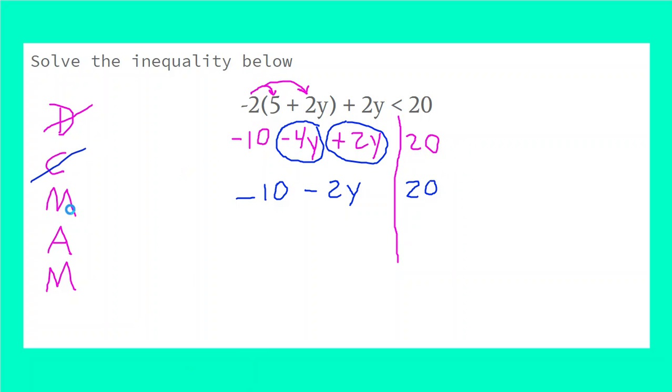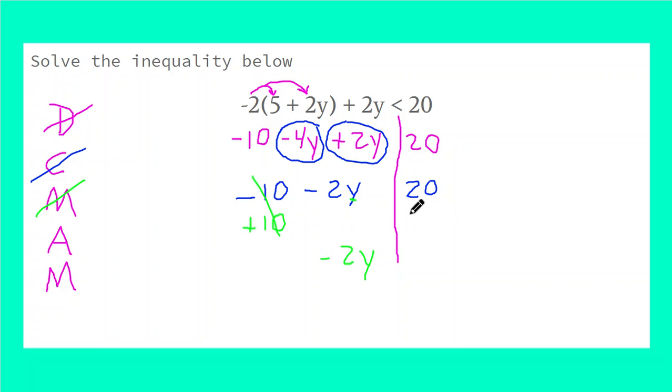My next step is move the variable to one side. I only have one variable, so I'm done with that step. My next step is add or subtract. Remember, I want to get this y by itself, so I want to get rid of this negative 10, and I can do that by doing plus 10 to get rid of that and leave me with negative 2y.